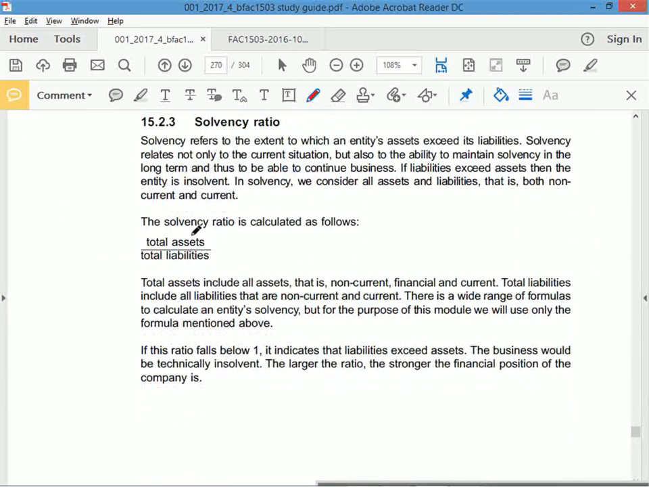Then the last ratio is solvency, which is total assets over liabilities. That one's easy to remember. We spoke about solvency, I mentioned it previously. Insolvent means you've got more liabilities than assets. If I've got more assets than liabilities, then I have owner's equity. I've got wealth. So assets over liabilities, the ratio again, the bigger the ratio, the better.